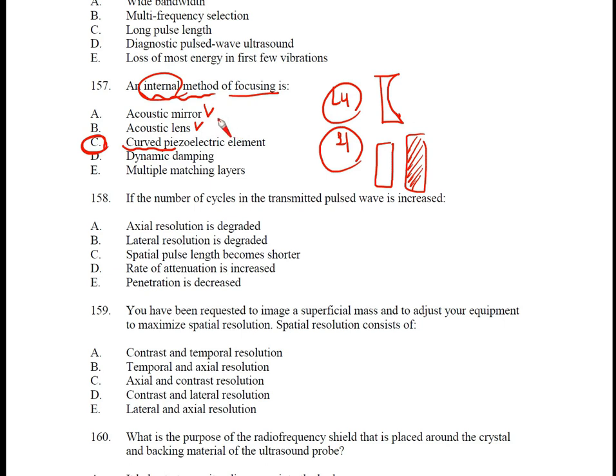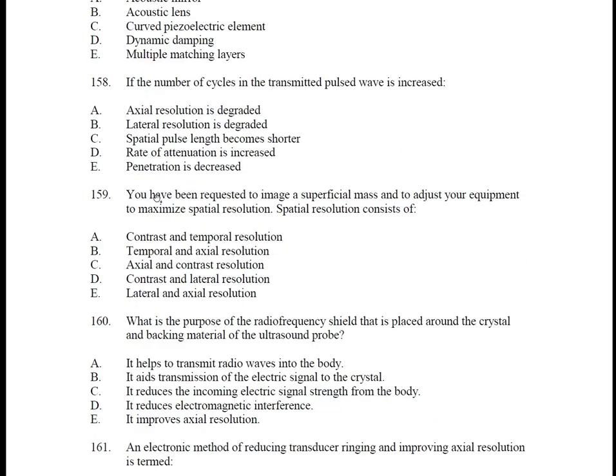Cases like options A and B are the most representative examples of external focusing. It also mentions techniques like options D and E, but these are not common patterns. So just remember that options A and B are the main examples of external focusing. Now, let's move on and look at question number 158.